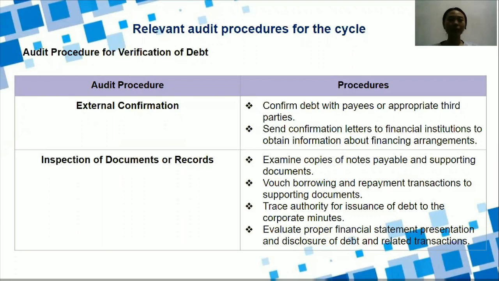Okay, and then last, it's about the inspection of documents or records. The auditor can examine copies of notes payable and supporting documents, trace the borrowing and repayment transactions to supporting documents, or trace the authority for issuance of debt to the corporate minutes, meaning that they need to see the minutes of meetings. And lastly, is to evaluate the proper financial statement presentation and disclosure of debt and related transactions. This disclosure has a close relation with the classification that the company will do.